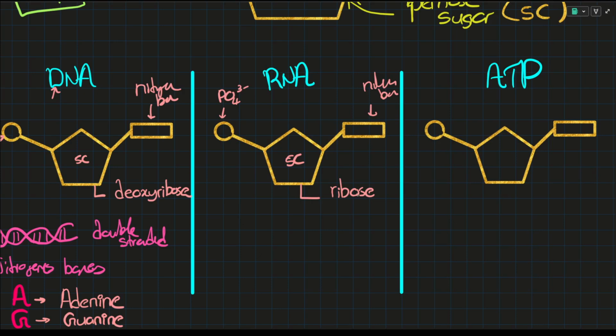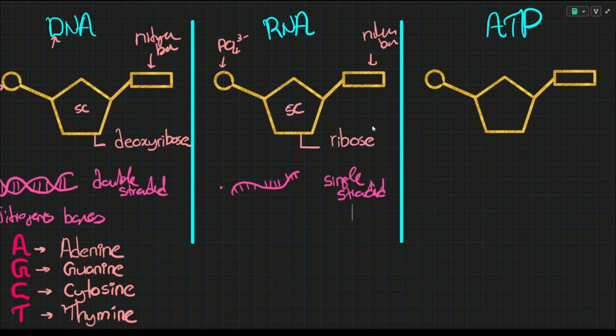The pentose sugar is called ribose. Hence the name ribose. RNA is not double-stranded. RNA is simply a single-stranded molecule.